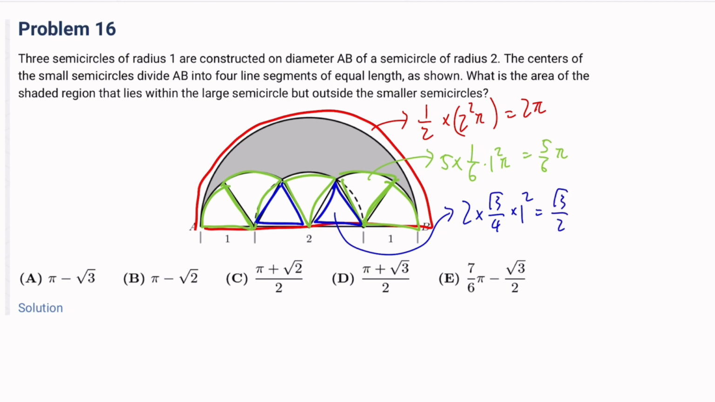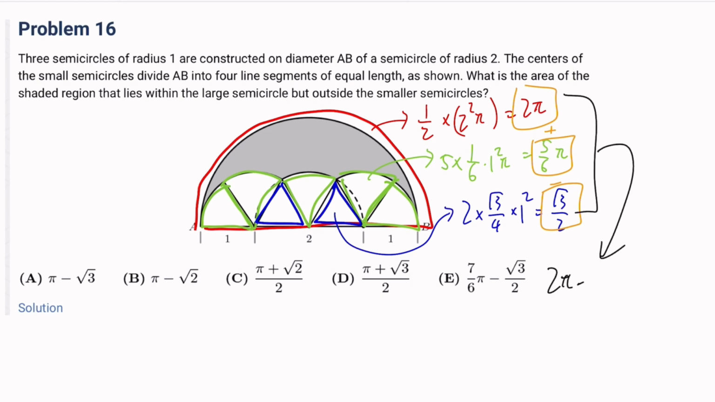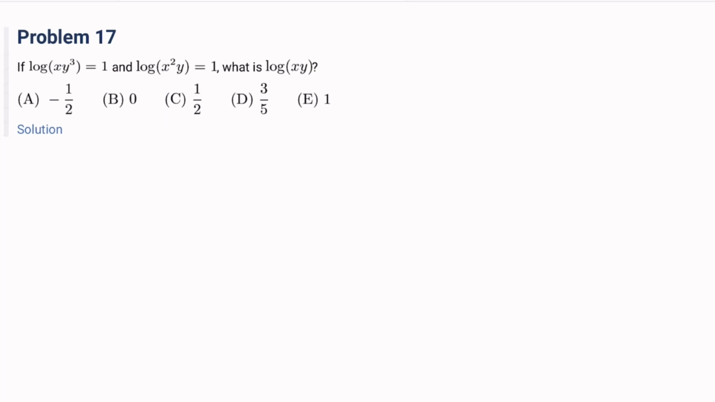And so what we have to do is this plus this minus this. And so if we do that, we get 2 pi minus 5 over 6 pi minus root 3 over 2, which is 7 over 6 pi minus root 3 over 2. So this is the answer. It's E. Number 17, so if log xy cubed equals 1 and log x squared y equals 1, what is log xy?